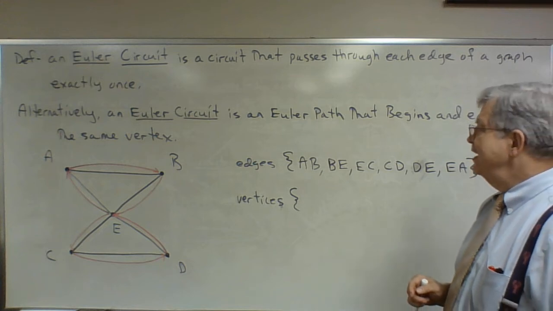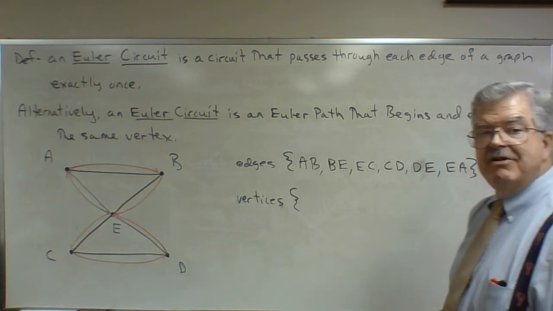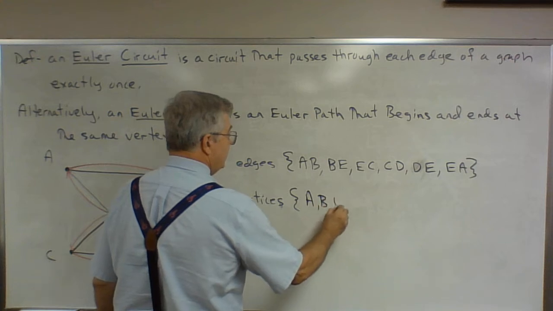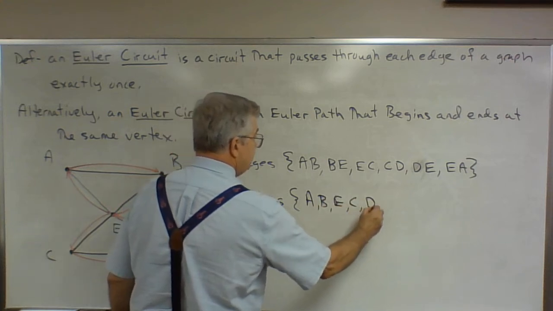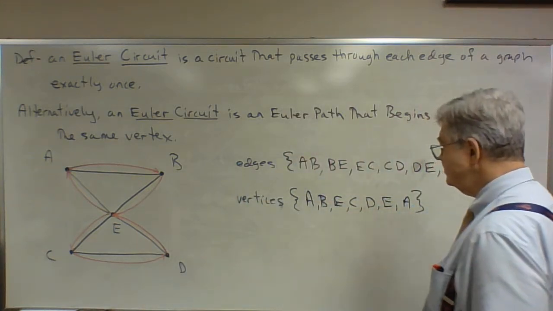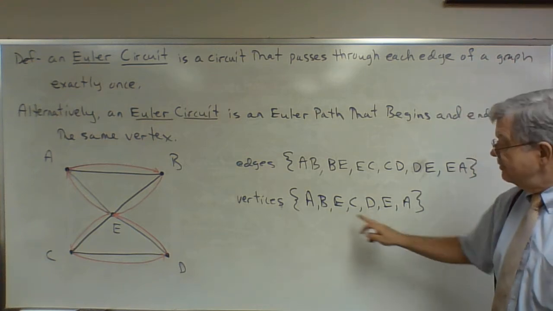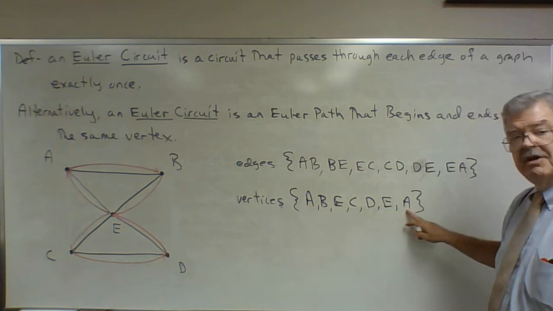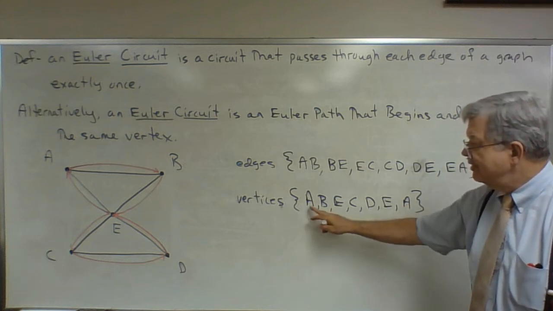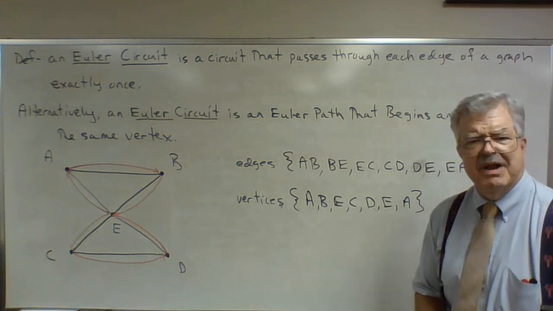If we do the exercises in the book, they may give us the sequence of edges like this, or they may just give us the vertices. We start at A and go to B, and go to E, and go to C, and go to D, and go back to E, and then we go to A. This is the sequence of vertices. And in an Euler circuit, the first vertex is always going to be the last vertex. We're always going to end up at the same vertex that we started at. Now let's do another one.